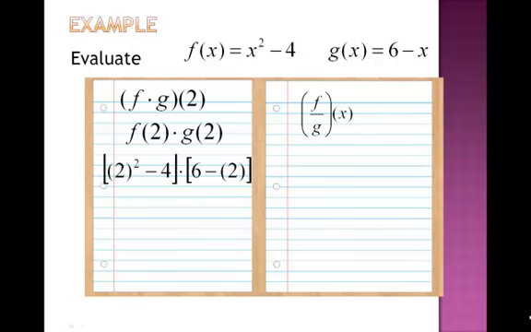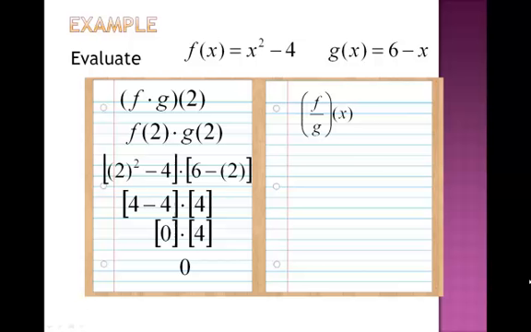You can see that I basically have one function multiplied by the second one. So we'll simplify by squaring the 2 and subtracting 2 from the 6. All right, doesn't look too bad. So I got 4 minus 4 times 4. So I'll get 0 times 4, and in the end, looks like I'll get an output of 0. So this says when I use a 2 in the function f times g, I get an output of 0.